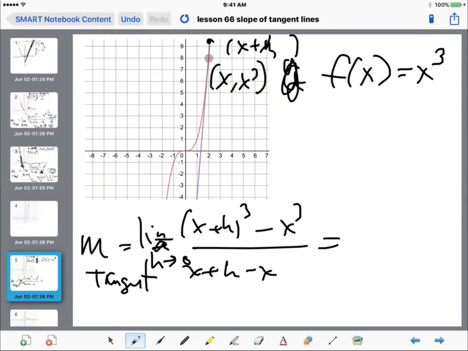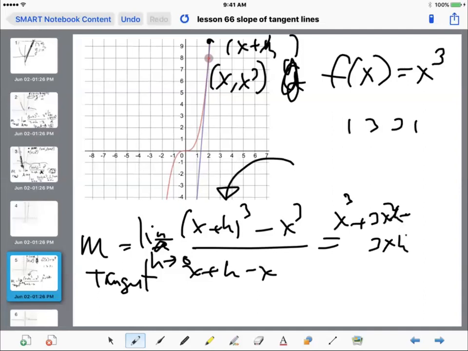Now, in order to do this one, you're going to have to remember from first semester binomial expansion, (x plus h) to the third power, which, remember with Pascal's triangle, is x cubed plus 3x squared h plus 3xh squared plus h cubed minus x cubed. Those x cubes cancel out. And the denominator is h.